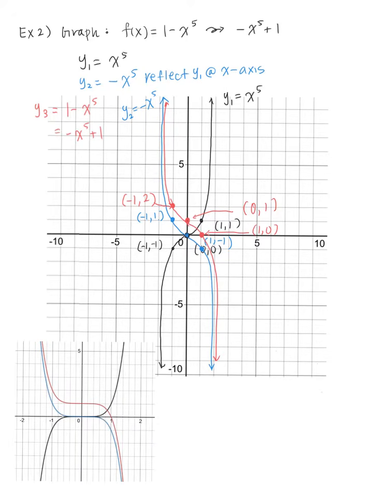So this is the actual graph, kind of exaggerated a little bit. So what do you think? We did pretty good. Yeah, I think we did pretty darn good. Our next topic is real zeros of a polynomial function and their multiplicity.